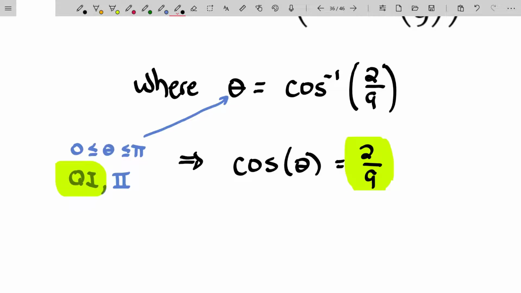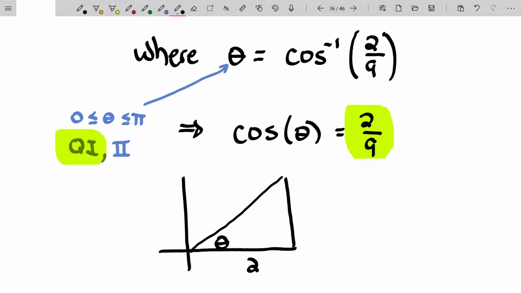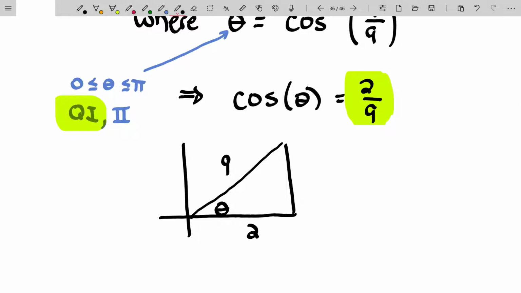So we know we have a quadrant 1 triangle. So I'll just draw a triangle here in quadrant 1. And our angle is theta, and our adjacent side is 2, our hypotenuse is 9, and then using the Pythagorean theorem here for this right triangle, we have 81 minus 4, which is 77. So this is a square root of 77. That's the length of that altitude there.